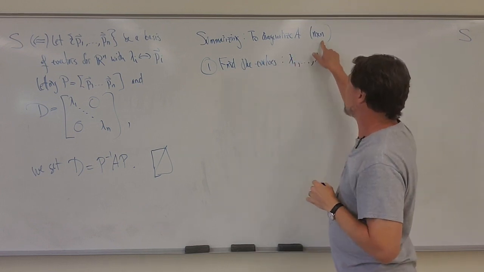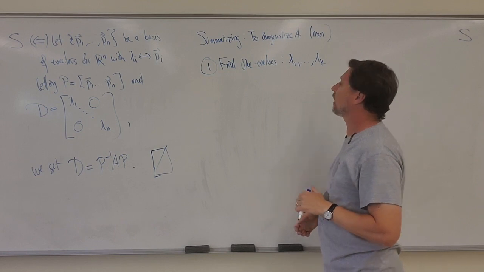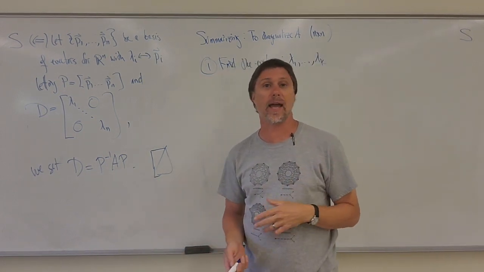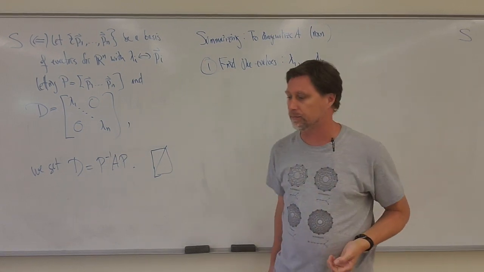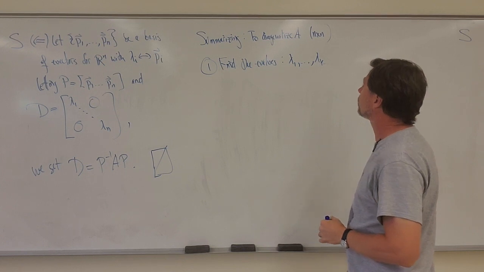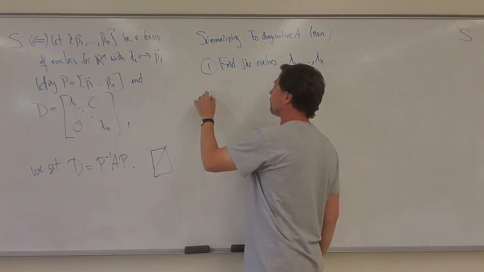Notice this k is not necessarily the same as n, right? A might be a 6 by 6 matrix, but it only has 3 distinct eigenvalues, let's say 1, -2, and 7. It doesn't have to have n distinct eigenvalues. So there's the first step.